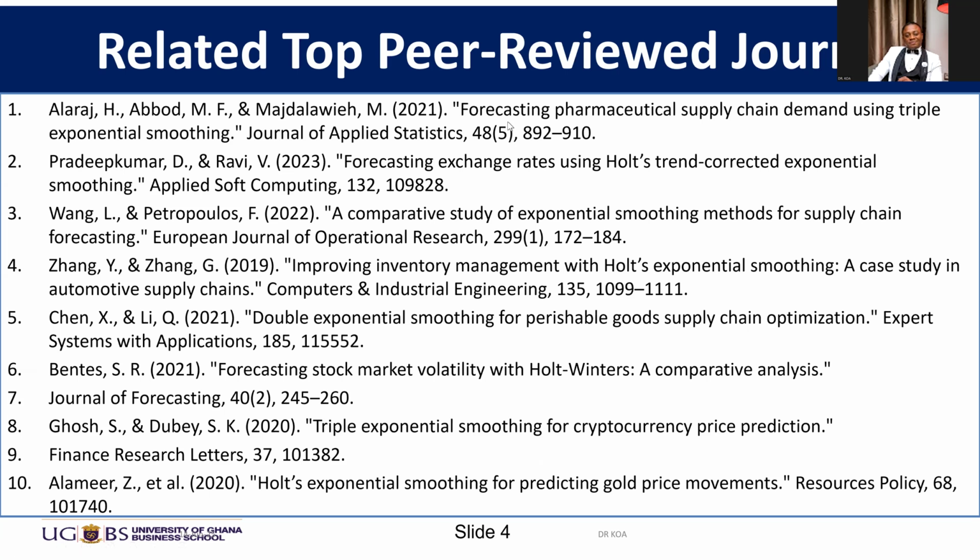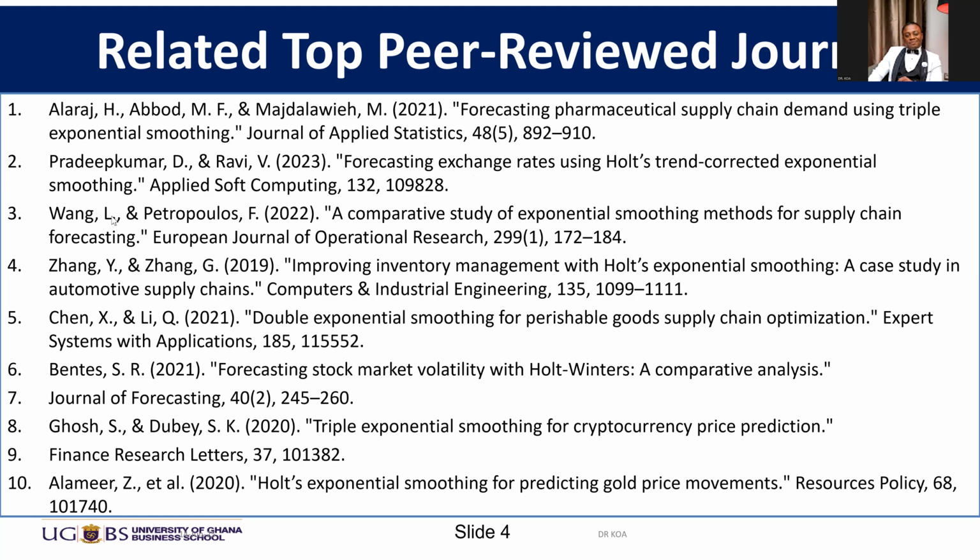Now, as we speak today, there are so many recent peer-reviewed papers that have applied these, which means that you can apply this to your dissertation, whether it's a master's thesis or a PhD thesis, because these are published in reputable journals. For example, the first one, Al-Araj, is published in the Journal of Applied Statistics, just 2021. In Applied Soft Computing, published by Pradeep Kumar and Ravi, forecasting exchange rate using Holt's trend-corrected exponential smoothing. We are going to look at the Holt, which makes it very interesting.